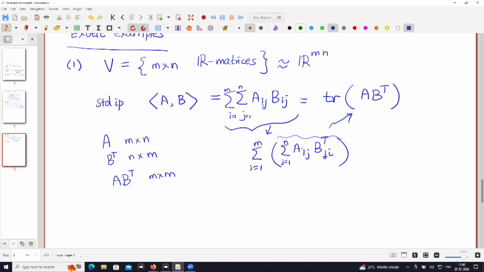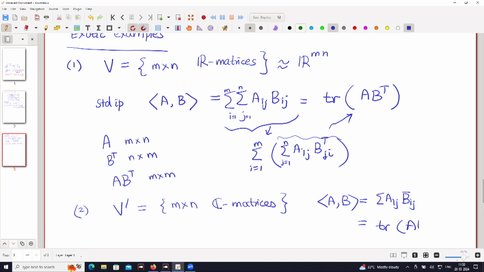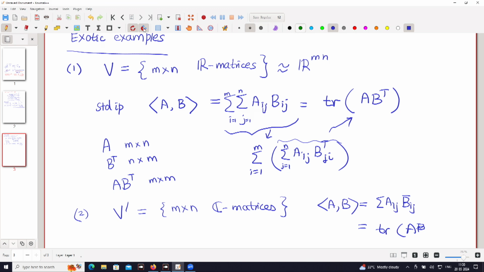Likewise, I could do it with the complex numbers as well. Let me mention it for completeness. If I take, instead of V, V prime, which is m cross n complex matrices, and take the standard inner product on this space, then it has this nice expression. The standard inner product, the summation of Aij times Bij bar, is nothing but the trace of not A B transpose anymore, but the conjugate transpose, which we usually write as star. So this is the trace of A B star, where B star is the conjugate transpose matrix of B. This is just the standard inner product rewritten in matrix form.